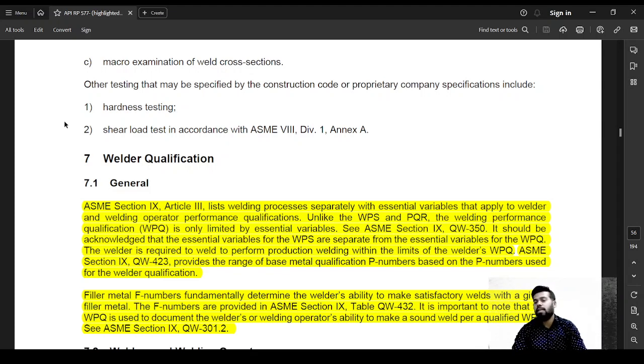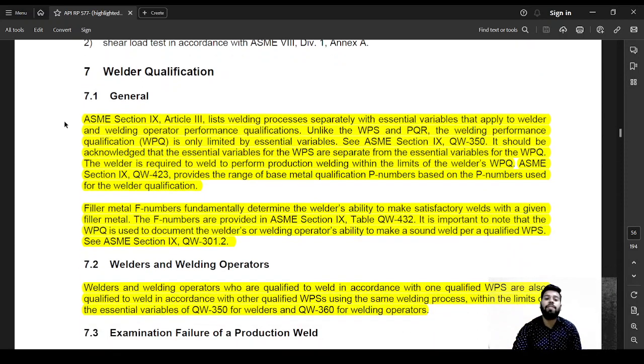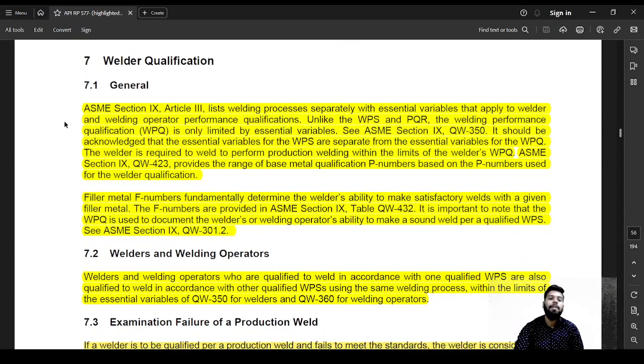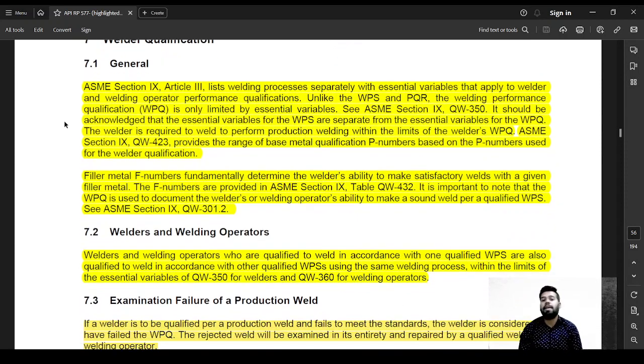Now in the 7th section we'll go for welder qualification. We have also seen this in ASME Section 9. ASME Section 9 Article 3 lists welding processes separately with essential variables that apply to the welder and welding operator performance qualifications. Unlike WPS and PQR, the welder performance qualification is only limited by the essential variables. See Section 9 QW-350.